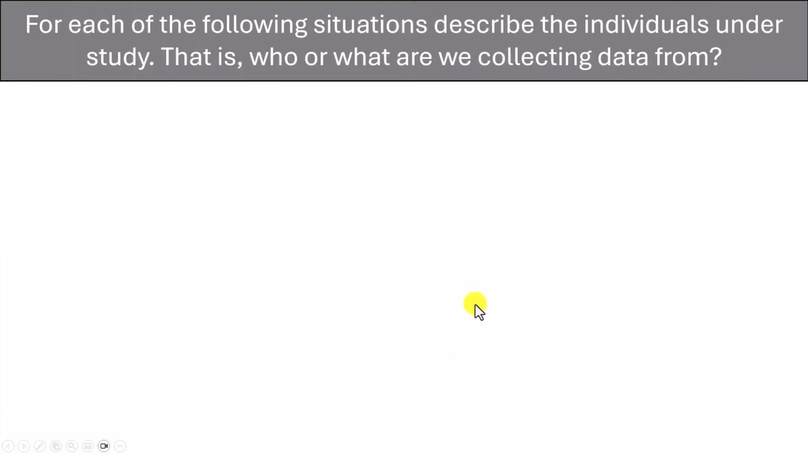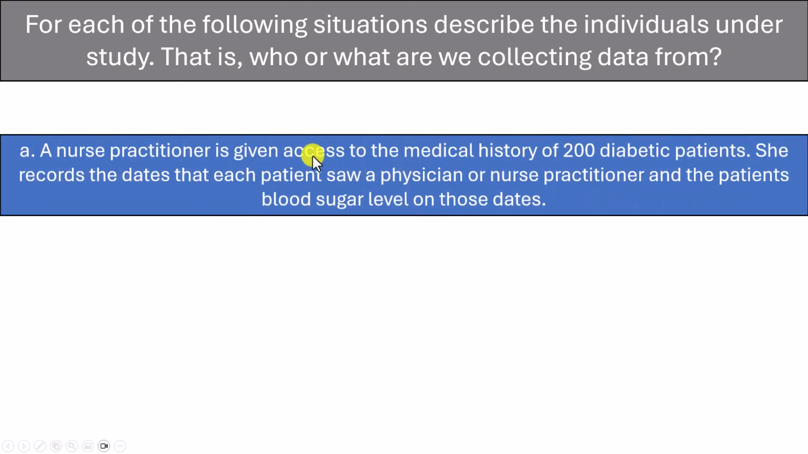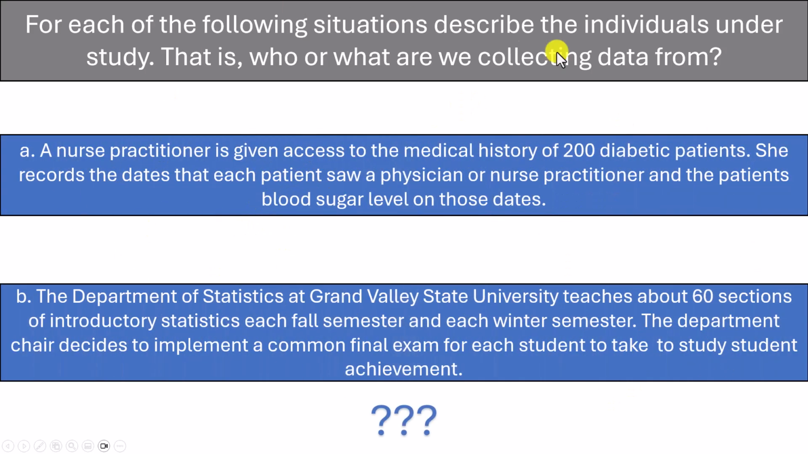All right, so here we have a question for you to try. We'll typically have these throughout the videos. This says, for each of the following situations, describe the individuals under study. That is, who or what are we collecting the data from? We have two different parts here. So I'll let you go ahead and read through those.